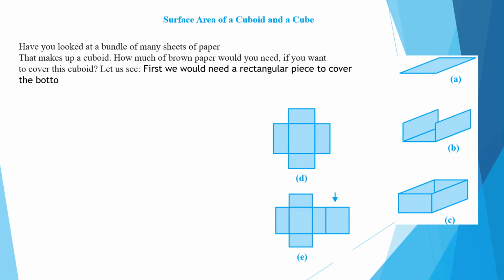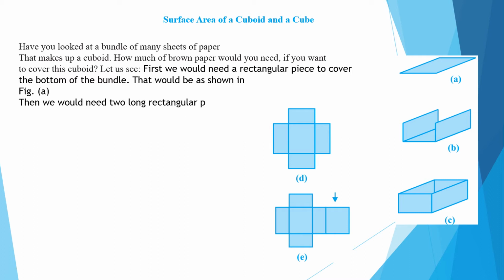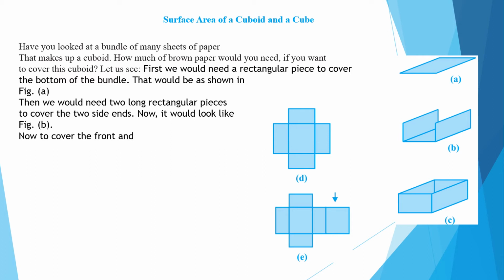Let us find out. First, we need a rectangular piece to cover the bottom of the bundle, as you can see in figure A. Then we need two long rectangular pieces to cover the two ends, as in figure B. After this, in figure C, we cover the front and the back with rectangular pieces of different size.